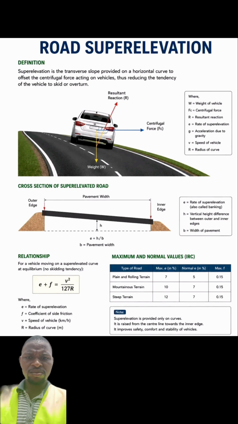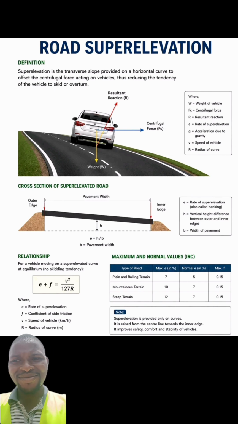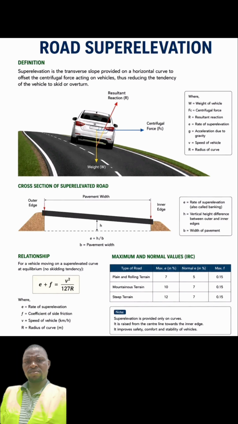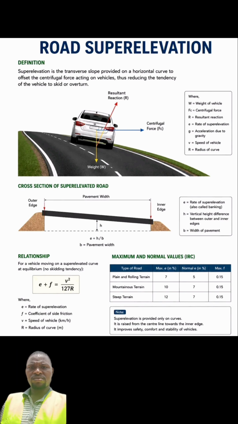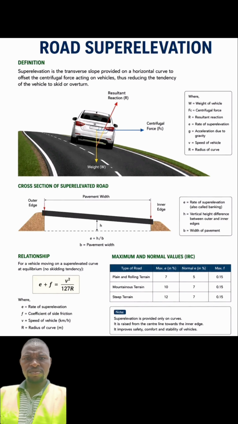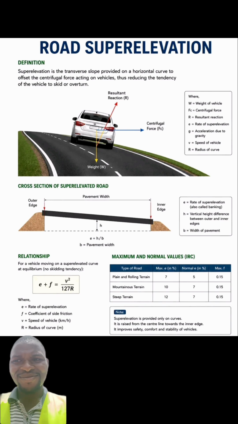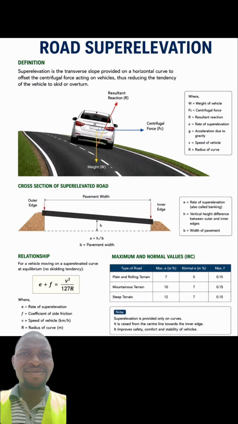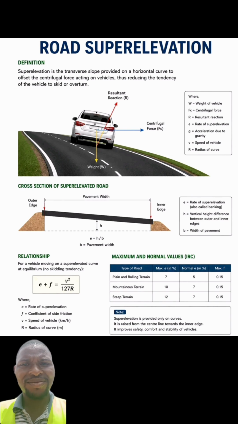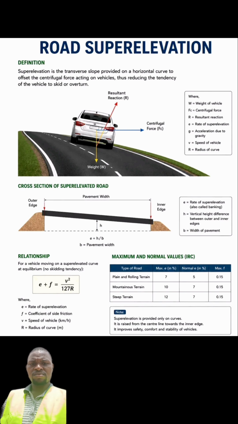So this is just a slope provided so that, because of the slope, it helps the vehicle from skidding or overturning. You can see from the vehicle we have here, we have our resultant reaction, which is designated by R, then the centrifugal force, which is Fc, then the weight of the vehicle, which is acting downward, designated with W.